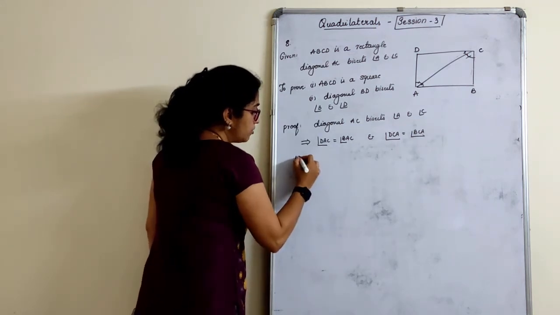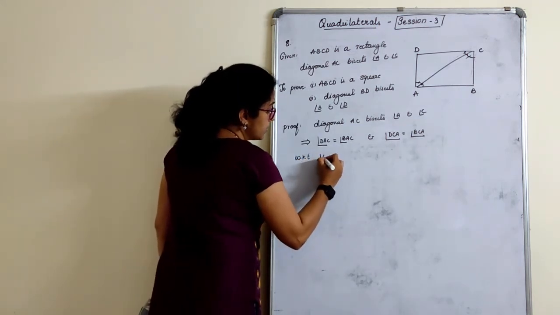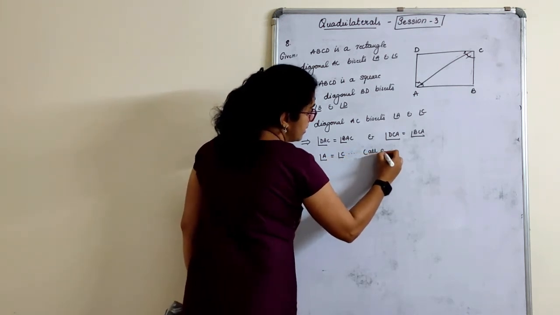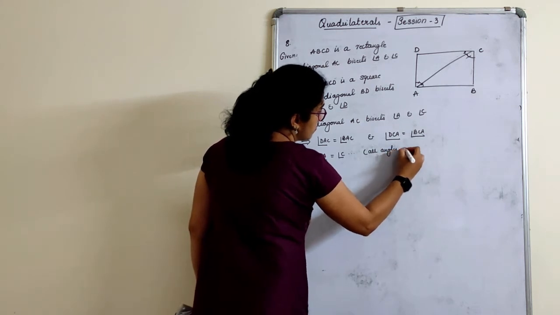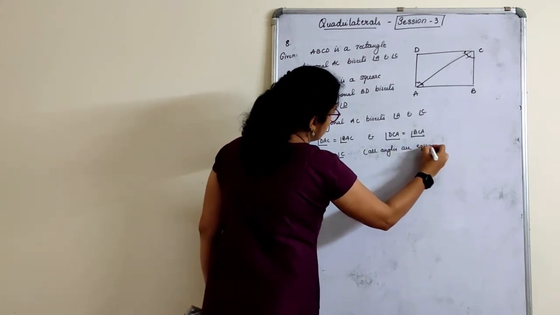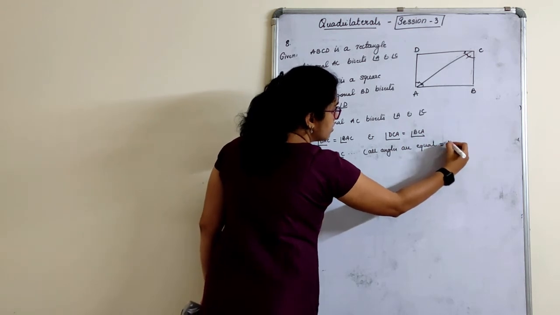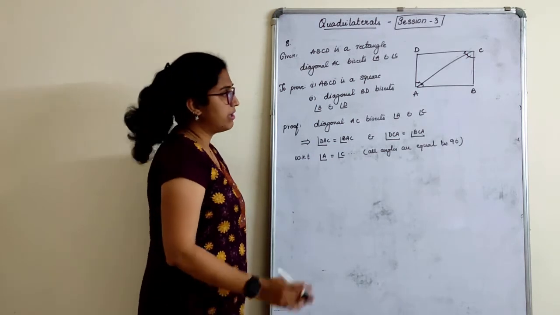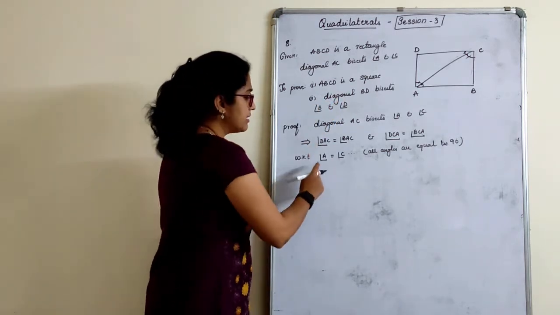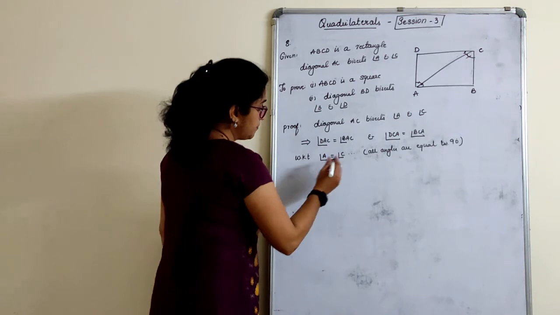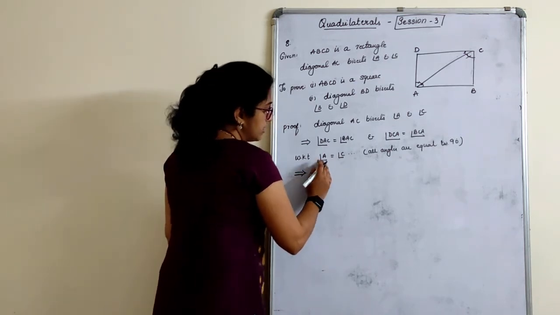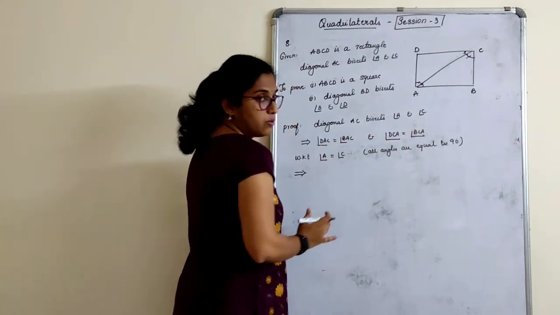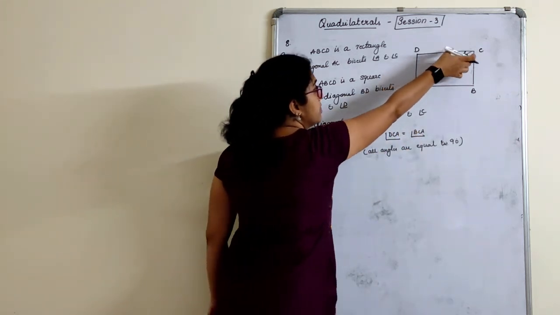Okay, we know that angle A is equal to angle C. All angles are equal to 90 degrees in a rectangle, and opposite angles are also equal. That's why you can see angle A is equal to angle C. This implies, see here, these part angles are equal to each other, these part angles are equal to each other, but this whole angle is equal to the whole angle.